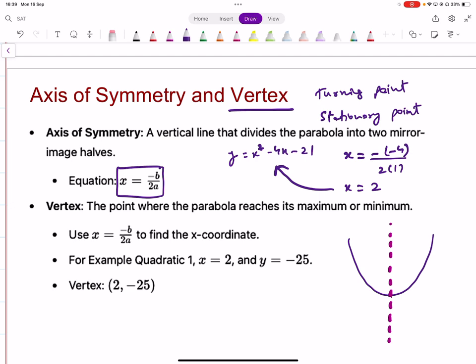So in this form, you can find the turning point directly like this. So when you put this back, you get a y value of minus 25. So this is the turning point of this function. Does that make sense? No problem?